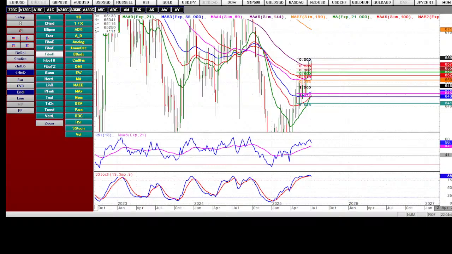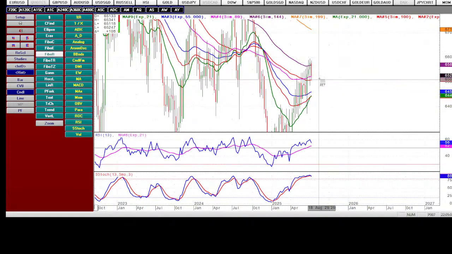64.40. Okay, 64.40 or 64.20 should be a final target. So we would go for a buy on the so-called final target, 64.20.